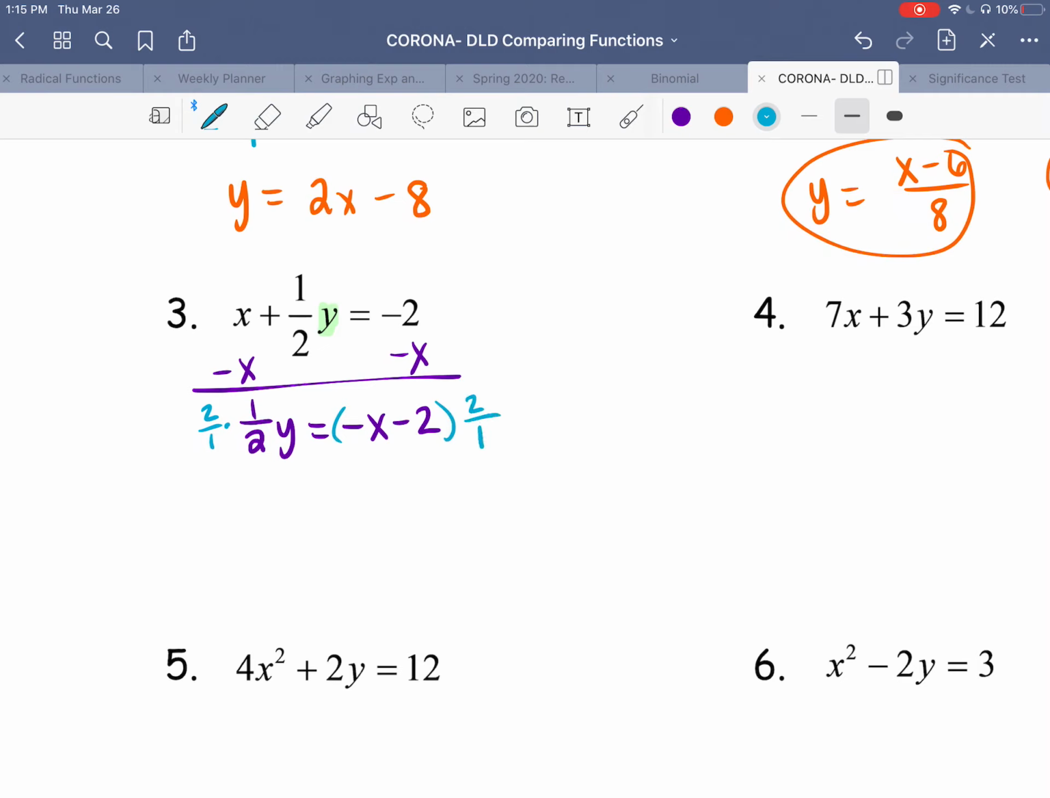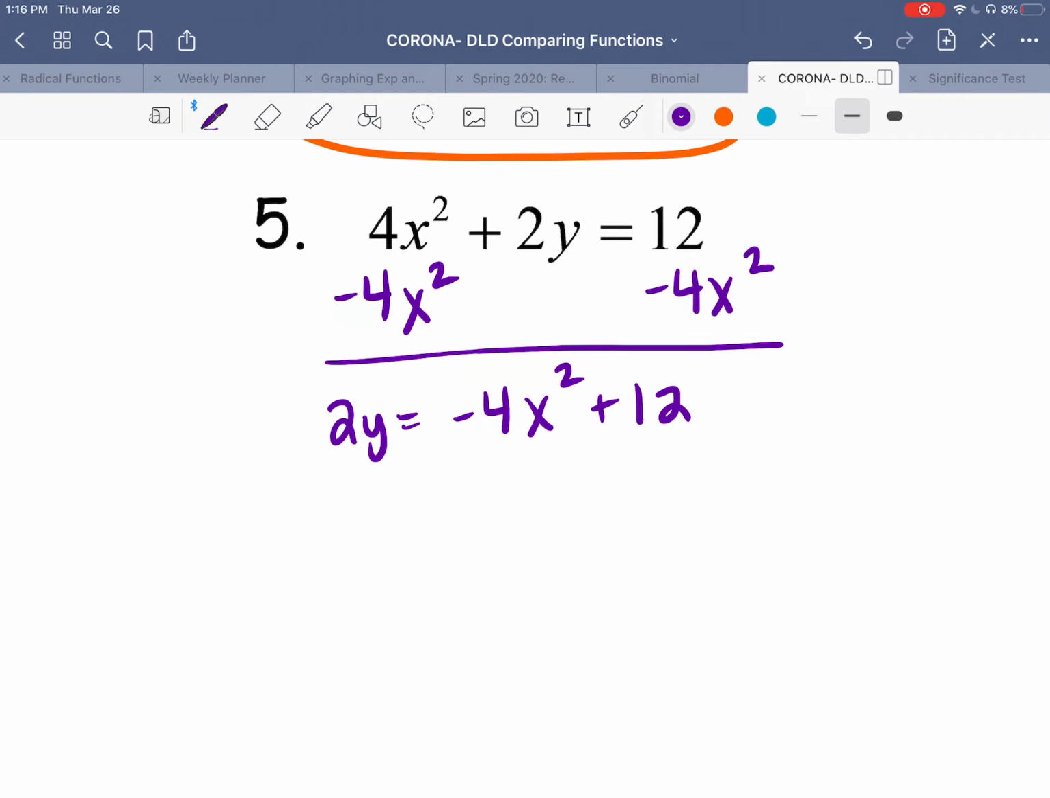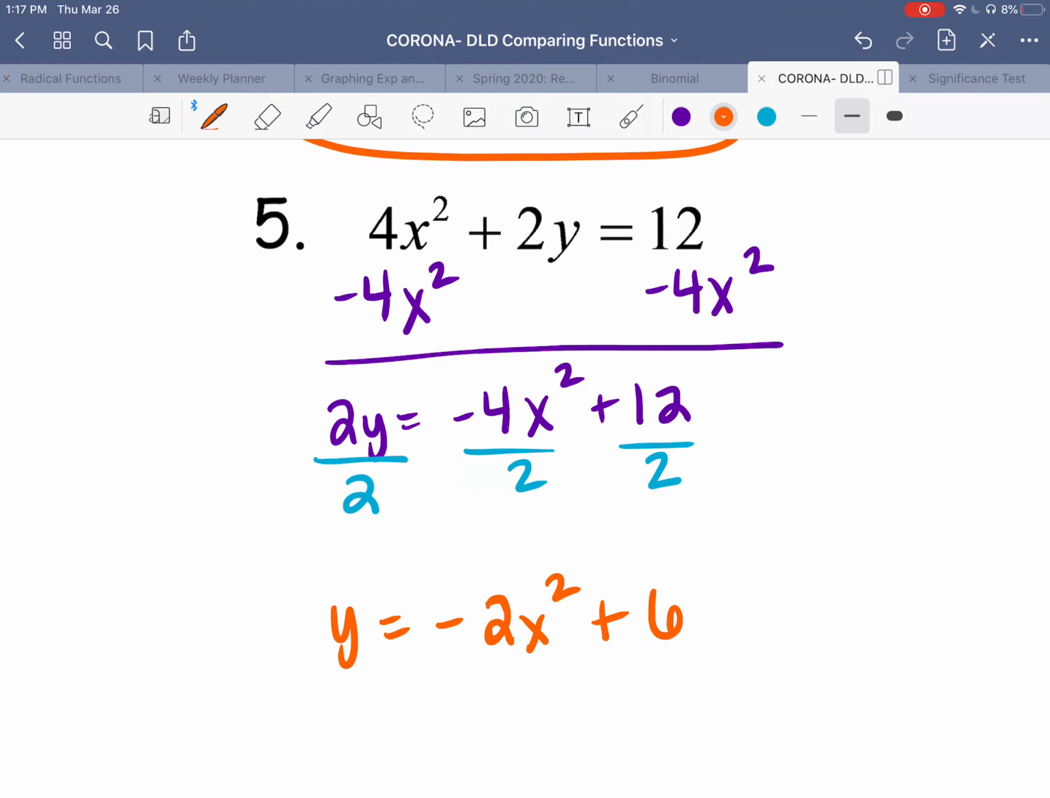Number 5, start by subtracting 4x squared. And we're going to have 2y equals negative 4x squared plus 12. Next step you want to do is divide by 2. We're going to end up dividing both of these by 2, so we're going to get y equals negative 2x squared plus 6. And that is our answer.